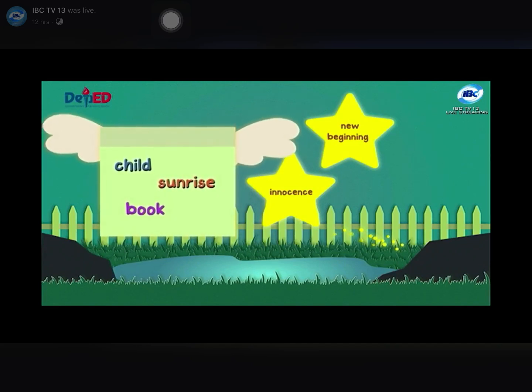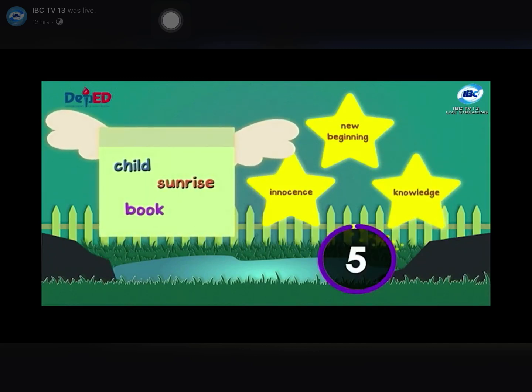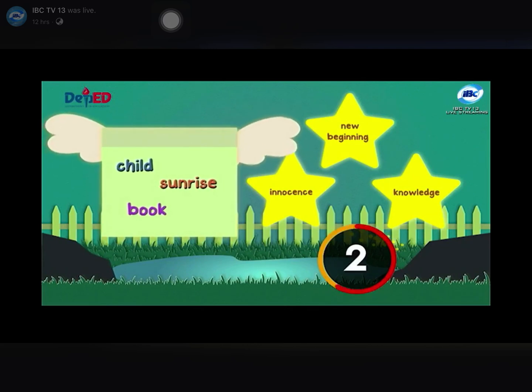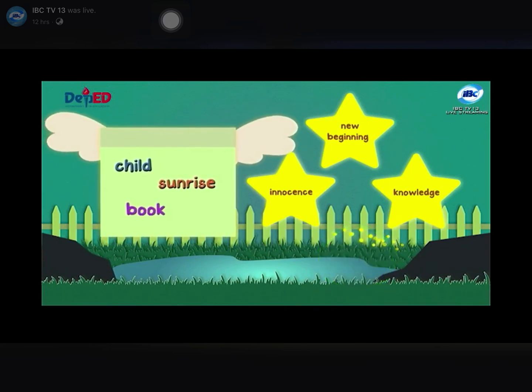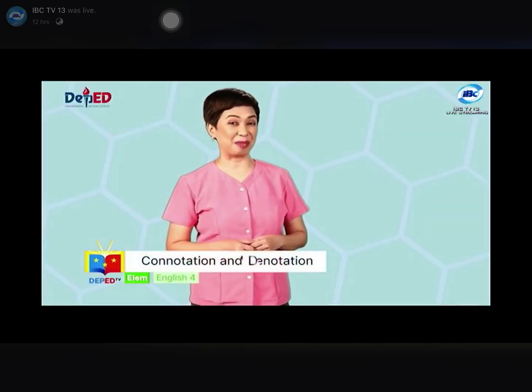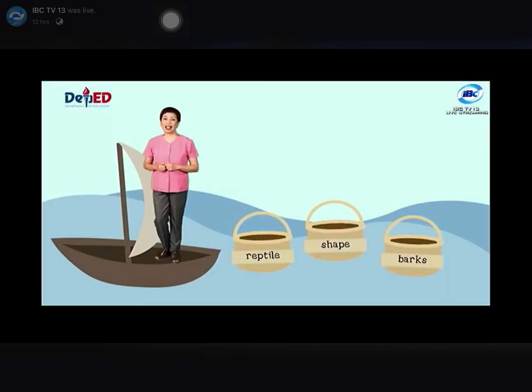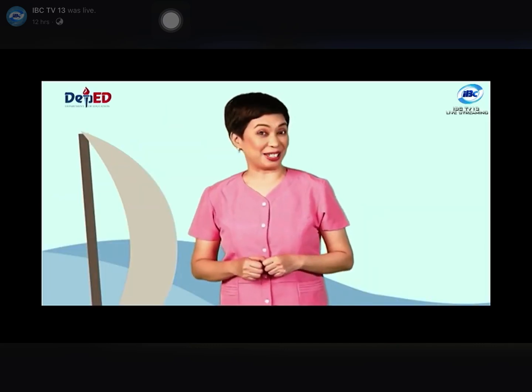Now, let's catch the star that has the word knowledge. What could be its match? Hey, you got it again. Book can have the connotative meaning knowledge. Thanks for helping me in my star catching. I want to get these words from the pond and put them in the correct baskets which correspond to their denotative meanings.